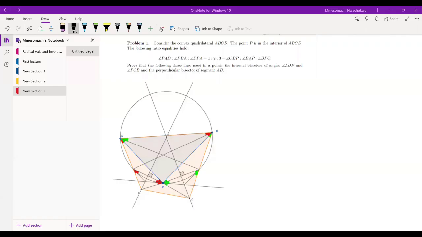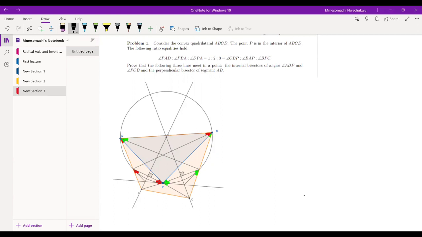Okay, so there's a question. Consider the convex quadrilateral ABCD. A quadrilateral is convex if it doesn't have a reflex angle. So this is not a convex quadrilateral. Okay. So the point P is in the interior of ABCD, and the following ratio equalities hold.